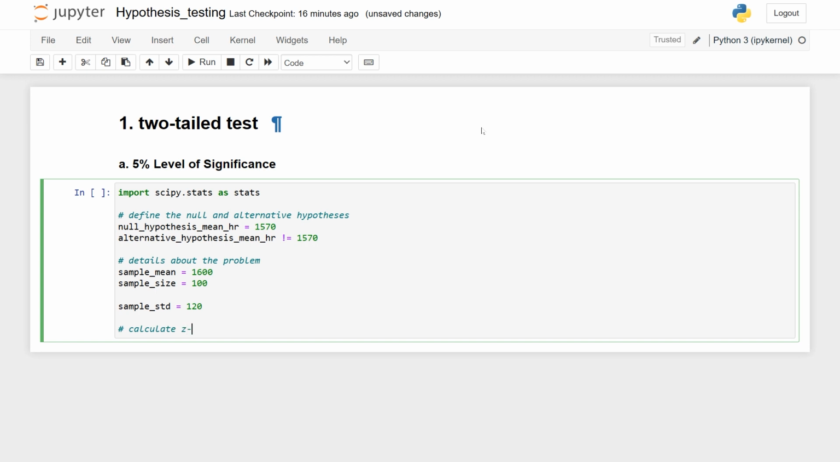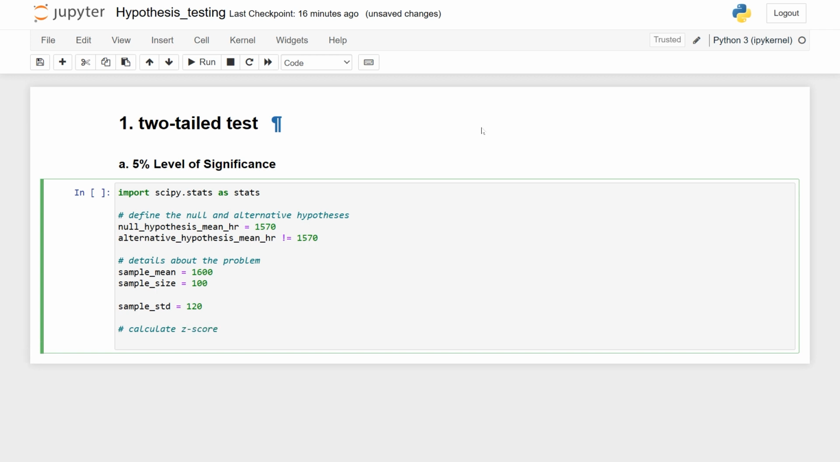So now it's time to calculate the z-score. To calculate the z-score, obviously we have to use the same formula. Z-score is equal to the sample mean minus the null hypothesis mean, which should be divided by the standard deviation.